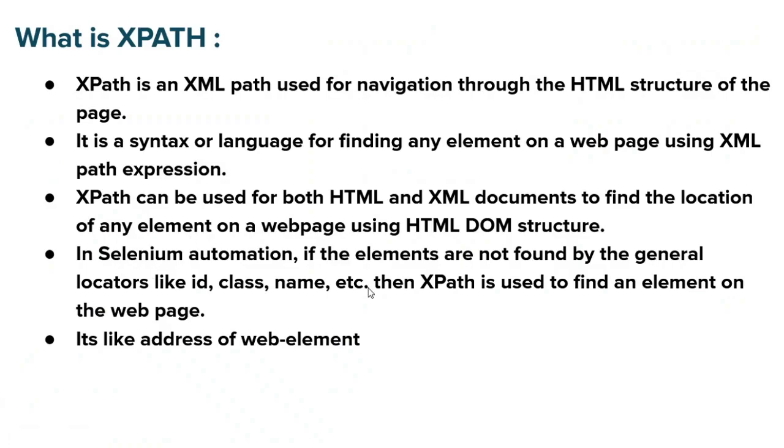So in Selenium automation, if the elements are not found by the general locators like ID, class, name, then XPath is used to find the element on the web page. We have seen the standard locators like ID, class and name, but sometimes for complex pages, these standard locators might not be present. In such situations, we have to use XPath. XPath will definitely give you the web element. That's why XPath is a very important locator in Selenium.